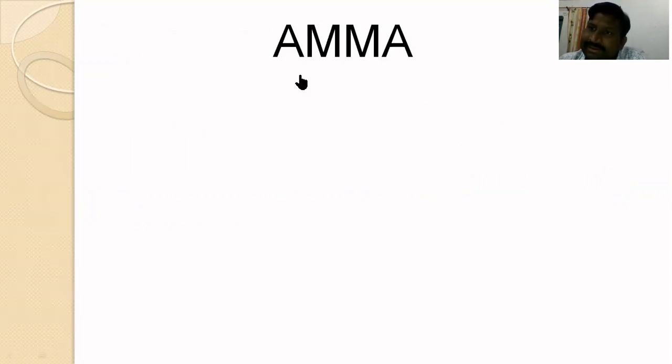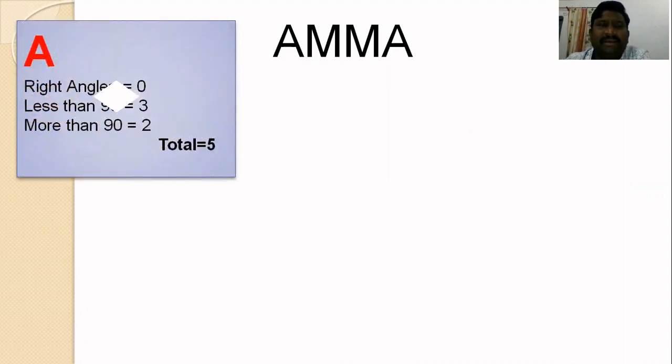Angles can be different for different handwriting. Some may write A like this, some may write A some other way. So angles may be different. But what is here, you can observe. A: right angles 0. A has no right angle. Less than 90 degrees, 3. Where are they? 1 above, 1 here 2, and 1 here 3. So less than 90 is 3. More than 90, 2. Where? On the downside, 1, 2.